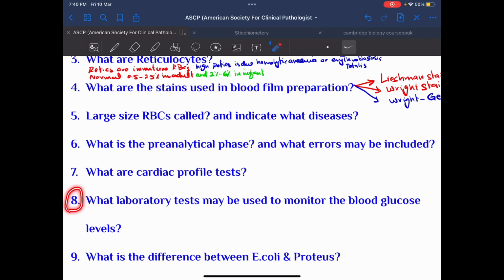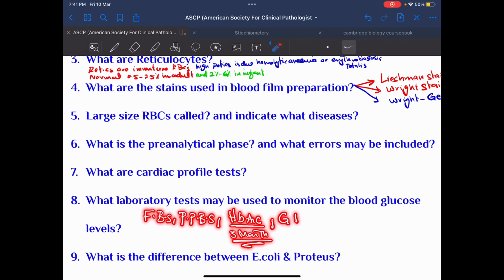Question number 8. What laboratory tests may be used to monitor blood glucose levels? Fasting blood sugar, postprandial blood sugar, hemoglobin A1C for 3 months monitor, glucose tolerance test mostly for pregnant ladies.